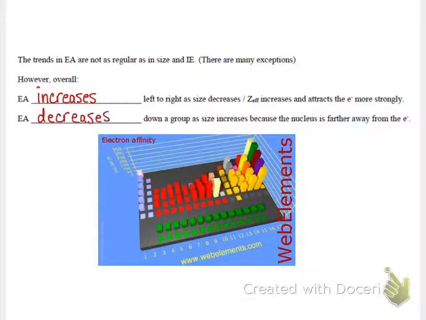The trends in electron affinity are not nearly as regular as for size and for ionization energy. There's lots of exceptions. However, overall, electron affinity increases going across the periodic table, especially at the end. It really goes up. And it decreases going down a group, especially on the right side of the periodic table. And that's because the electrons get farther away from the nucleus, so the pull is not as strong.